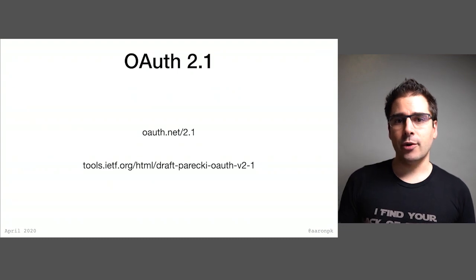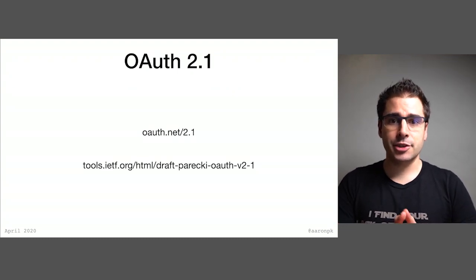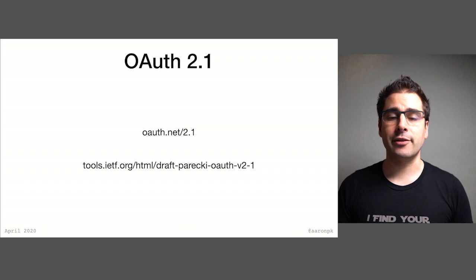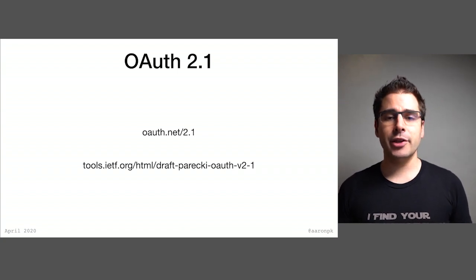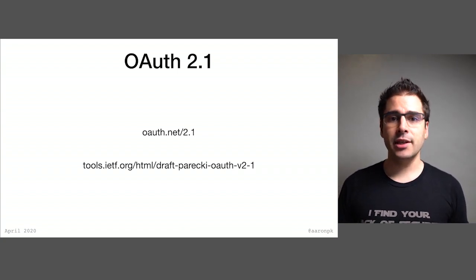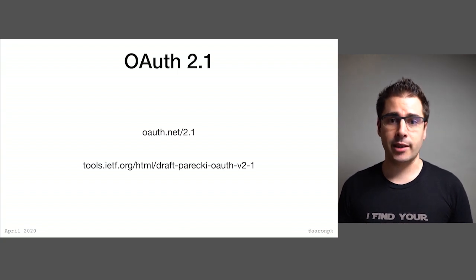You can find out more about OAuth 2.1 at oauth.net/2.1, and you'll find the link to the current draft there. This is, again, an active item in the working group, so this is very much up for discussion, and I expect to see some changes to the text by the end of this.